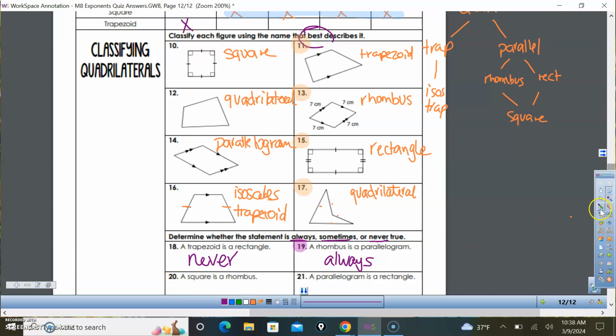So for number 20, it says a square is a rhombus. So I'm going to look at where square is and where rhombus is. A square is a rhombus. A square will always be underneath that subcategory of rhombus, and so this one is always true.